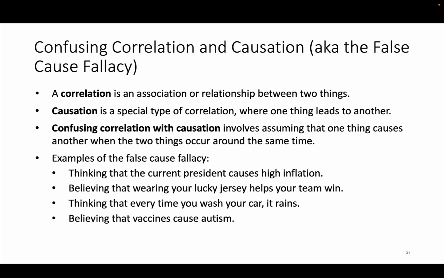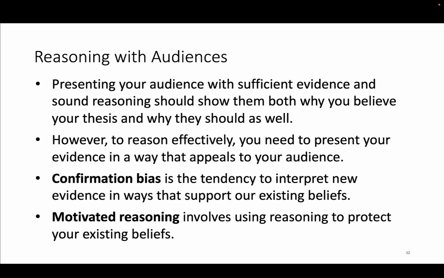Believing that vaccines cause autism. That is definitely confusing correlation with causation, but a lot of people believe that. Children on the autism spectrum tend to start showing signs of autism right around the time when they also are getting those vaccines for measles, mumps, and rubella. There's overwhelming evidence to show that that timing is correlated, but there's no causal link between vaccines and autism.